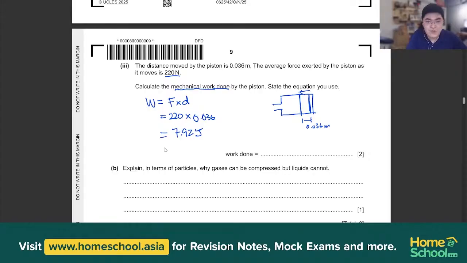And now let's do the significant figure conversion. 7.9 joules, two significant figures. There we go. Pretty simple. As long as you write the equation, work done is equals to force times distance, you get 1 mark. You get the correct answer, you get a second mark. All good.